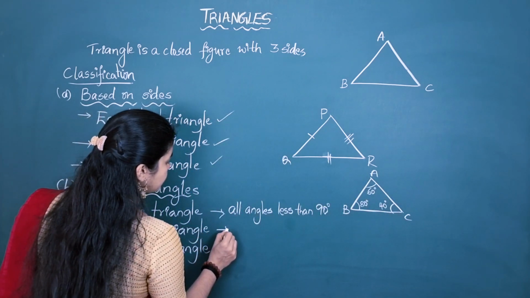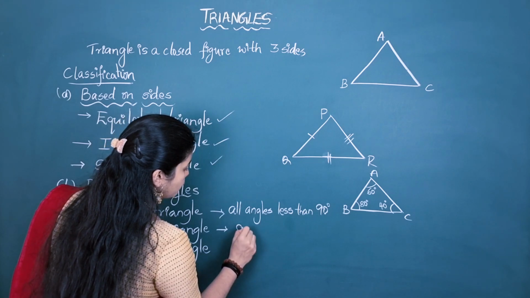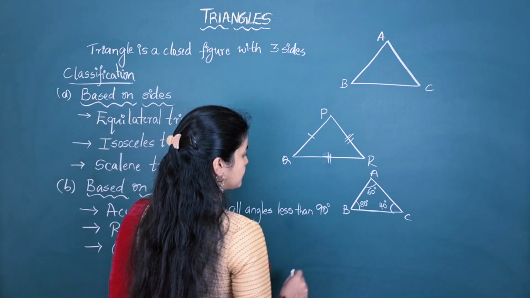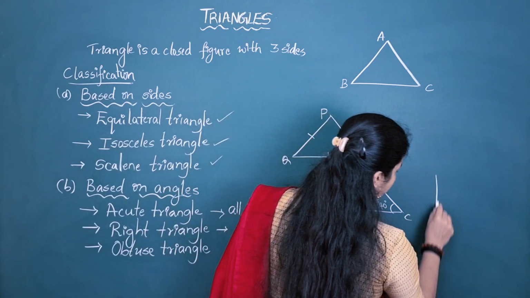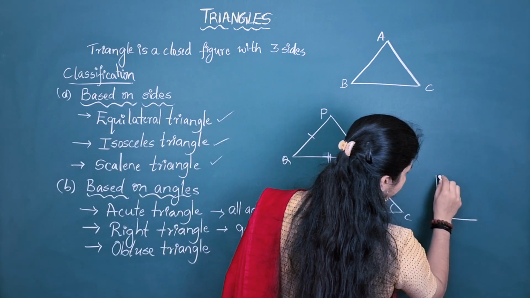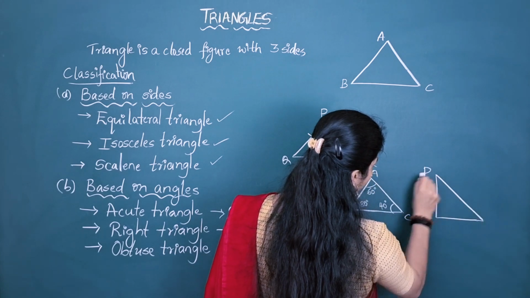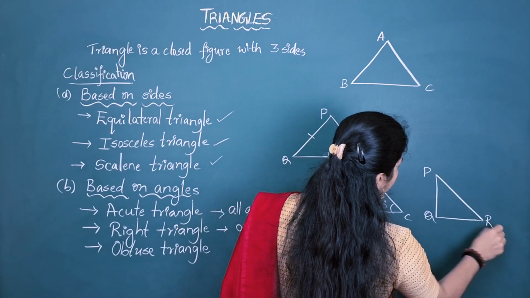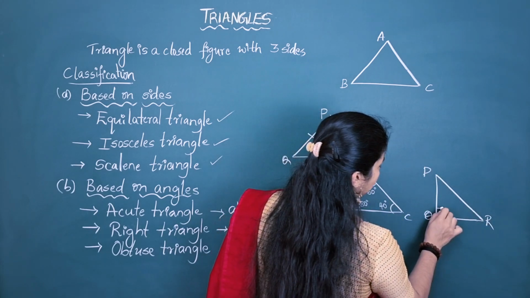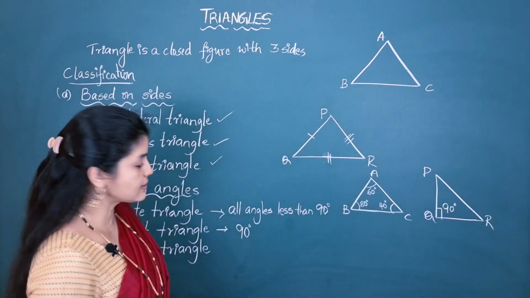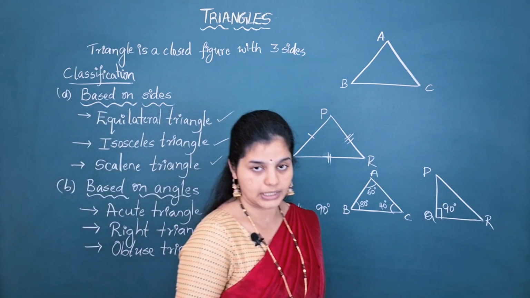Here a right angle triangle means one of the angles is 90 degrees. Okay, so right angle triangle, I will draw it here. So usually we can see a right angled triangle like this. Okay, I will name this as PQR. Okay, here when one of the angles is 90 degrees, that is called a right angle triangle.